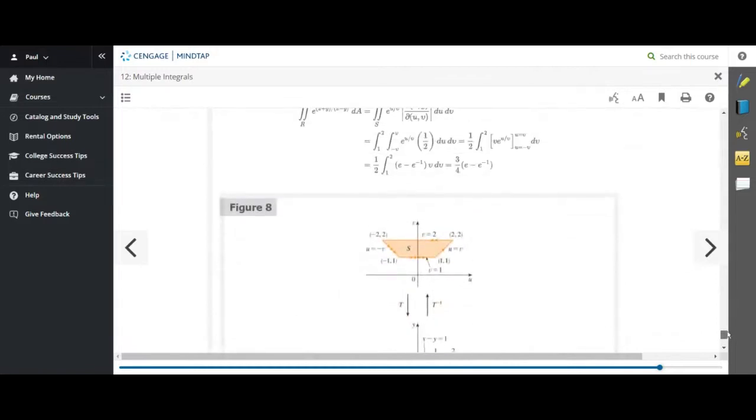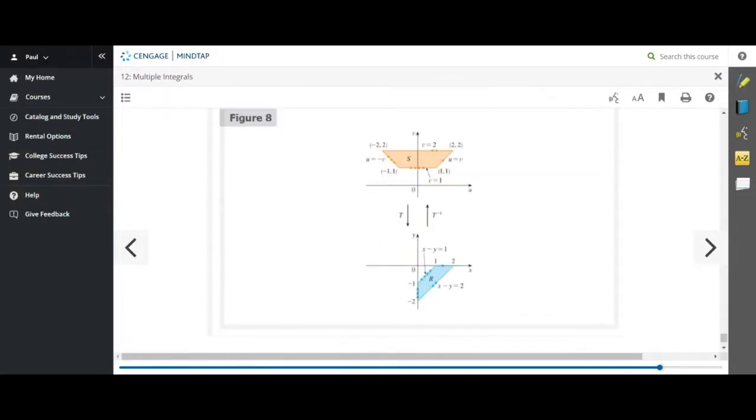Okay, so in figure 8, the region R is this trapezoidal region given in the second picture. It's a trapezoidal region bounded by the vertices (1, 0), (2, 0), (0, -2), and (0, -1). Well, if u equals x plus y and v equals x minus y, the four sides of that region get transformed into the four sides of that region S that you see in the orange, and that's your new region D.